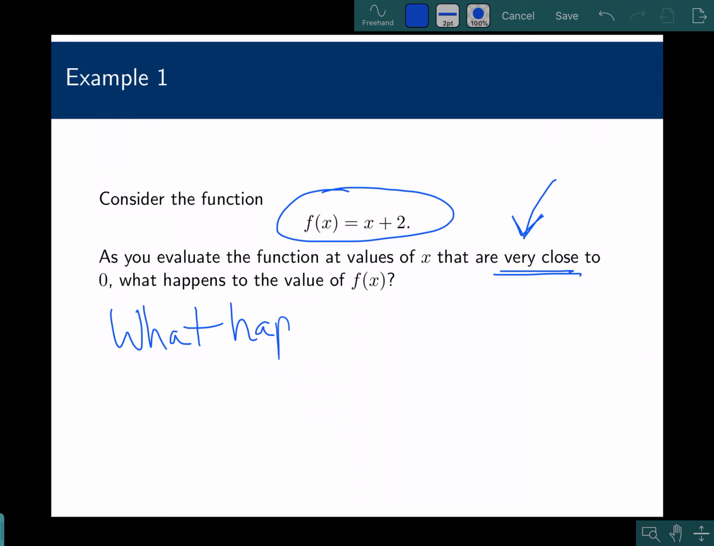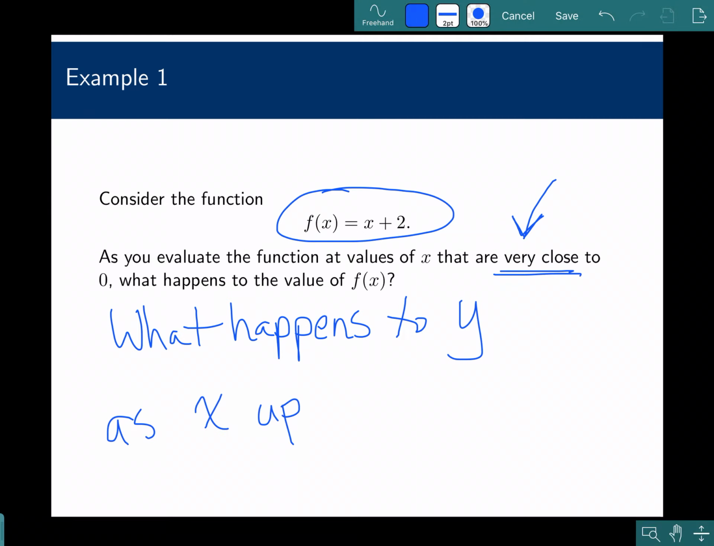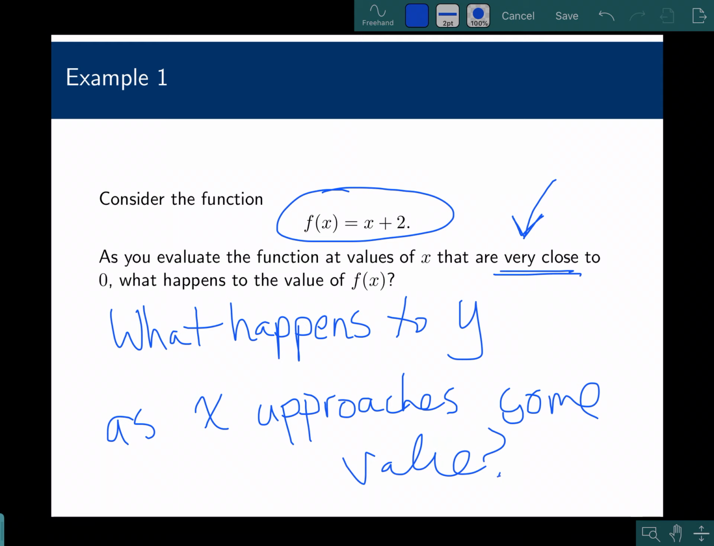Right? So the idea of a limit has to do with what is happening to y as x approaches, we say, some value. What is happening to y as x approaches some value? And it looks like here, my y value, my function value, is getting close to 2 if x is getting close to 0. That was the question. What happens if x is getting close to 0?